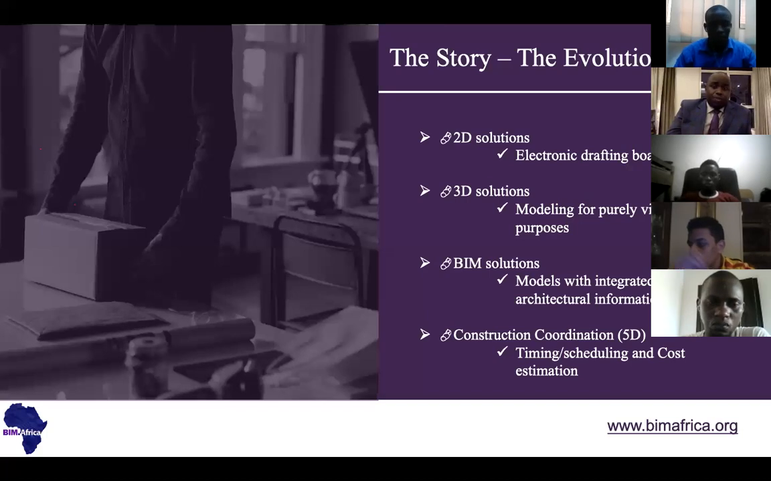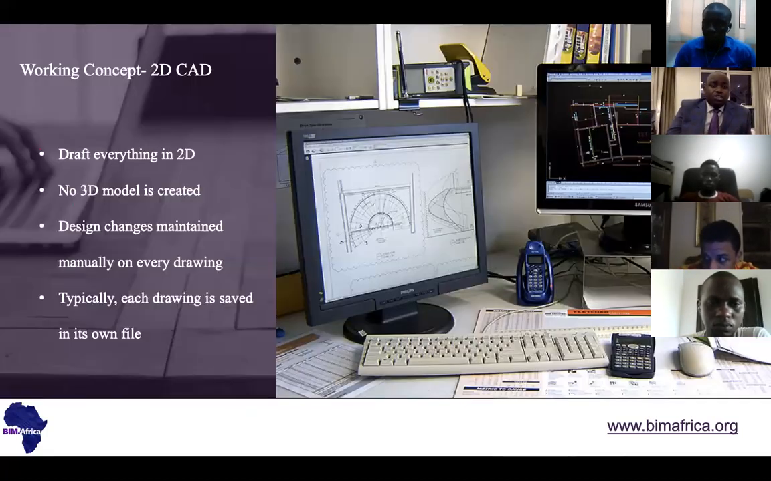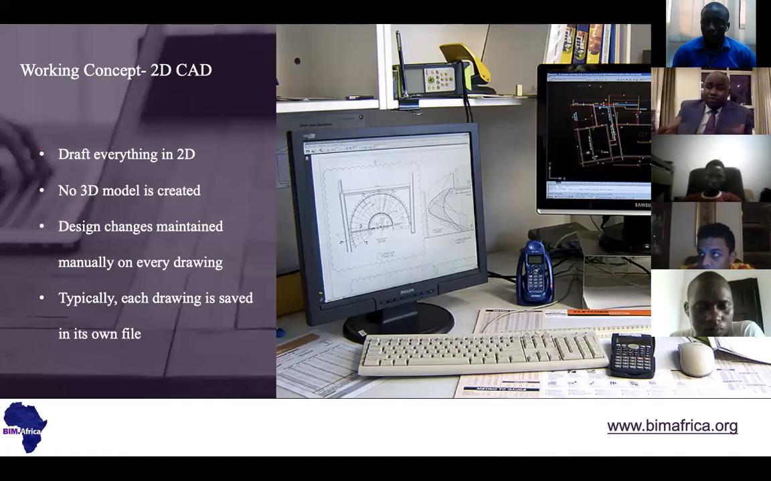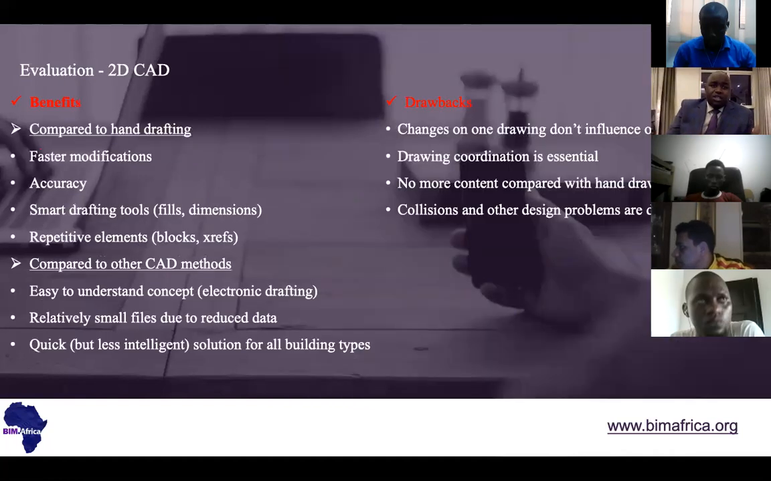The 2D solution, let's talk about it. On the 2D solution, the working concept always is, okay, draft everything in 2D. You see, no 3D model is created there. That's the typical AutoCAD, where you just have a 2D platform where you can do design changes and maintain manually, and typically each drawing is saved in its own file, where this one is the floor plan, whatever.